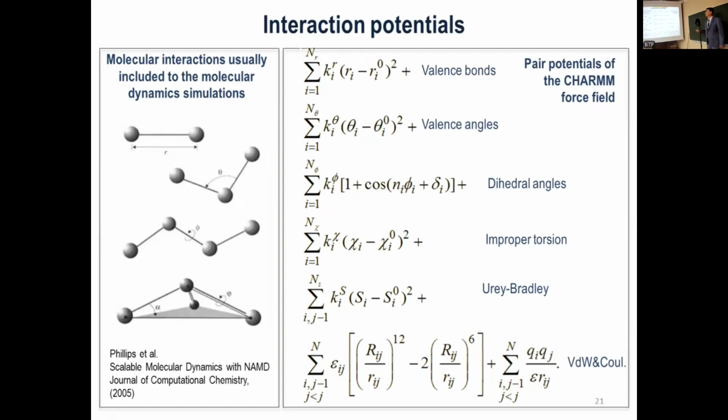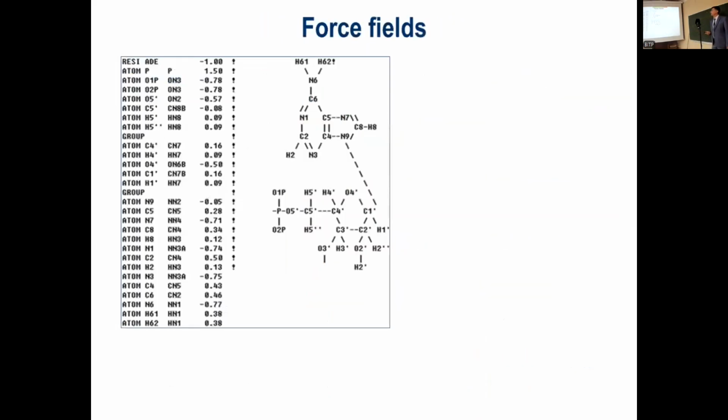You can see here the parameters: this is the force constant, this is the equilibrium positions for each atom, for each chemical bond, for each angle. And the set of these parameters we call force field. And here you can see the snapshot from the file where all these parameters are listed.